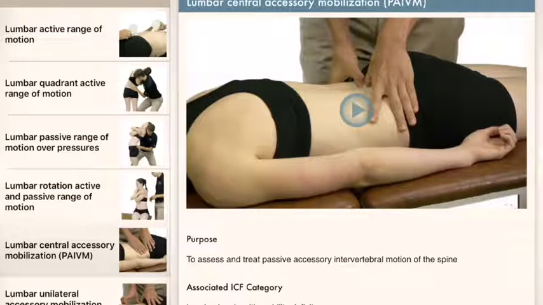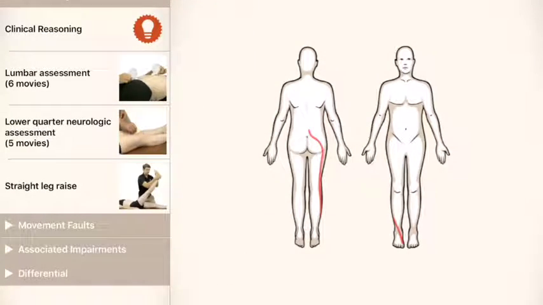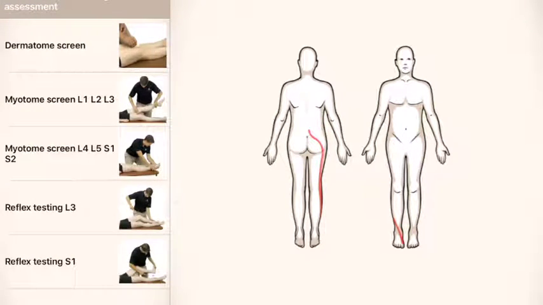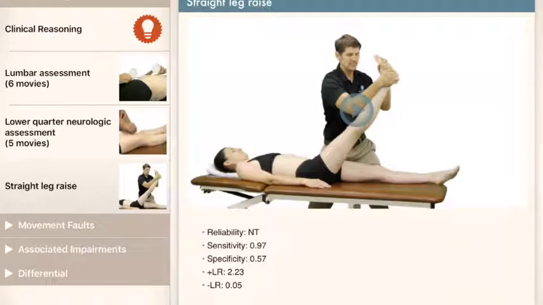Okay, so we are going to move on and look, because it's a nerve root problem, we're going to do a lower quarter neurologic screen, and we are going to do a neurodynamic test, a straight leg raise.